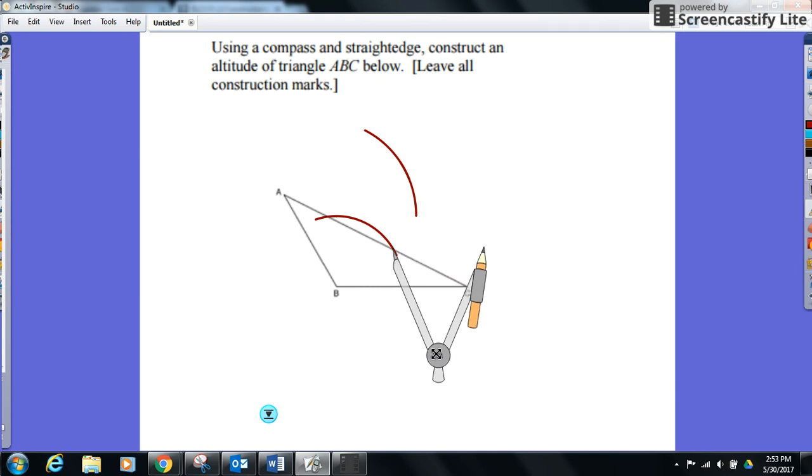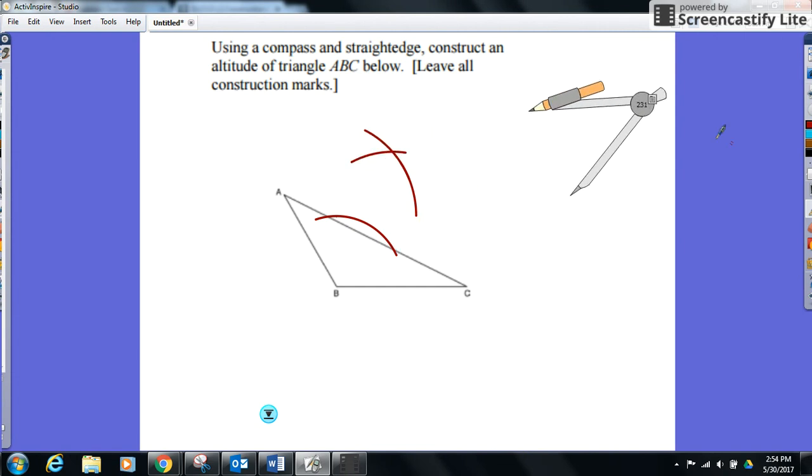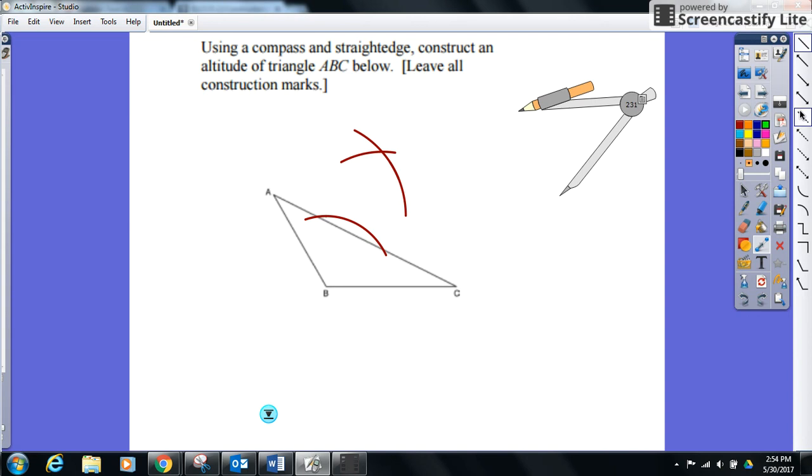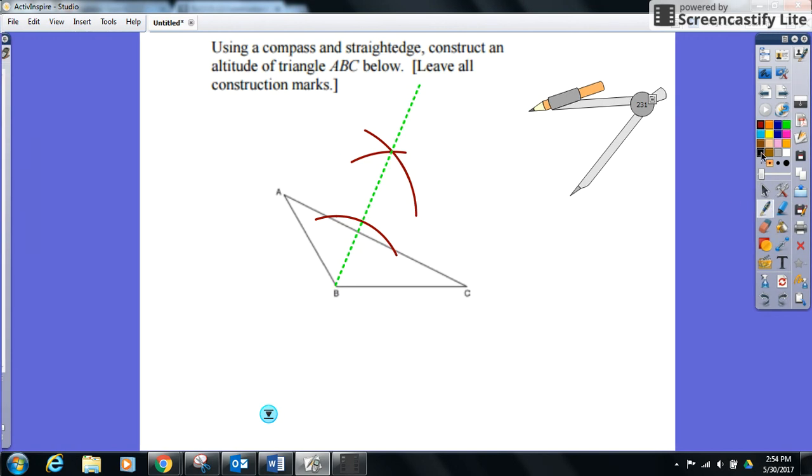Go to the other point of intersection, same compass opening, and make another arc so the two intersect. Take your straight edge out, line the point of intersection up with the vertex you're drawing it from, and draw in your altitude. You could stop right there if you wanted to, or you could continue on. And there is one altitude coming from vertex B.